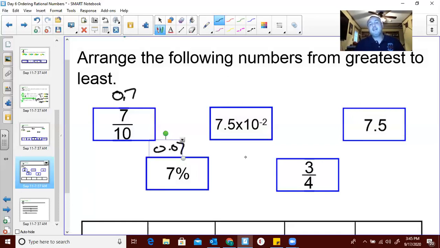Here we know that this is negative, so now it's going to go that way. It's going to go left towards the negative numbers on the number line. It's going to move 2 spaces, so we get 1, 2. So I put my 0 there. So I have 0.075.